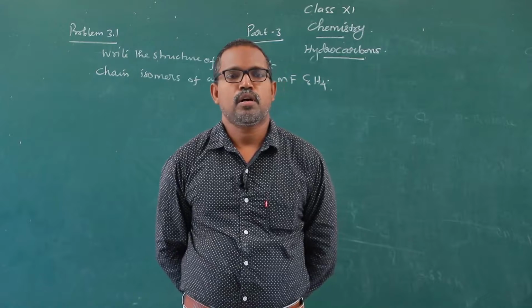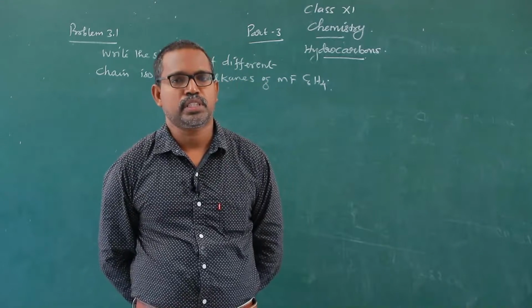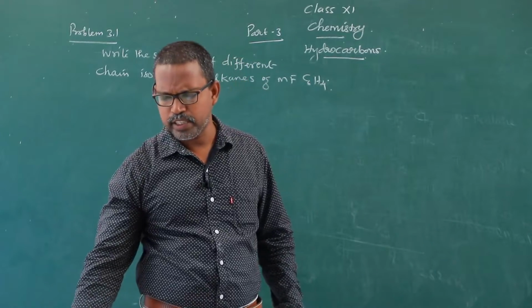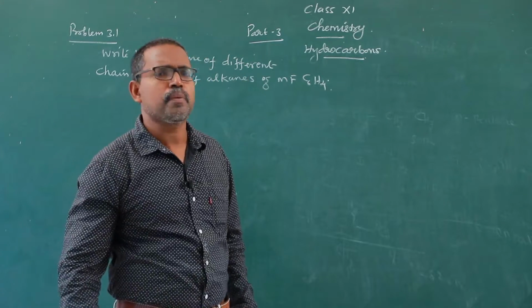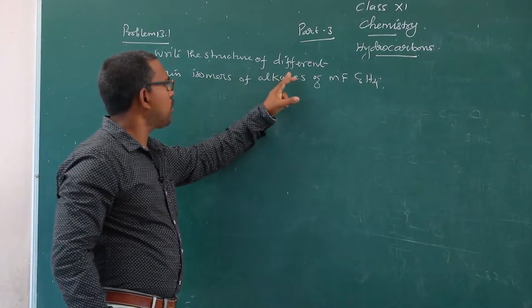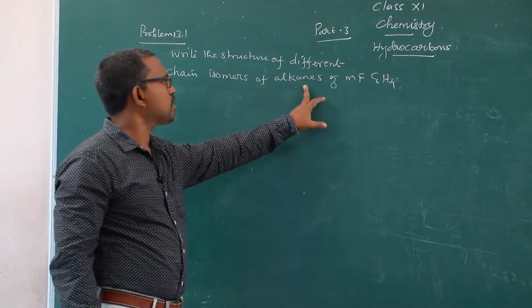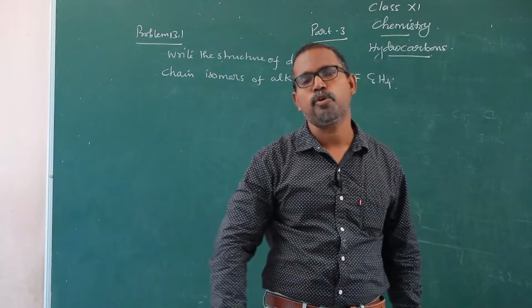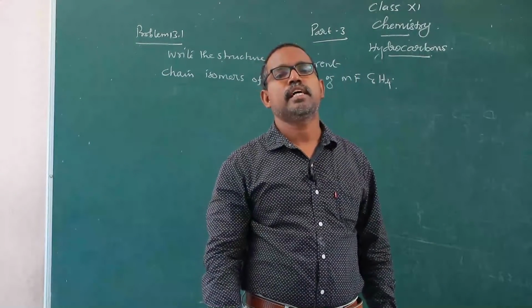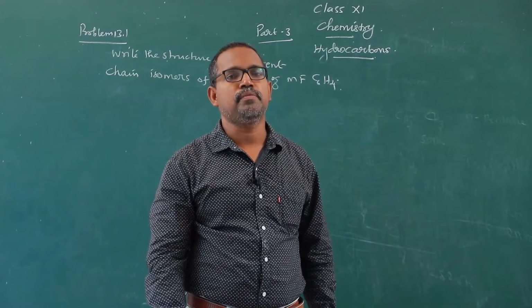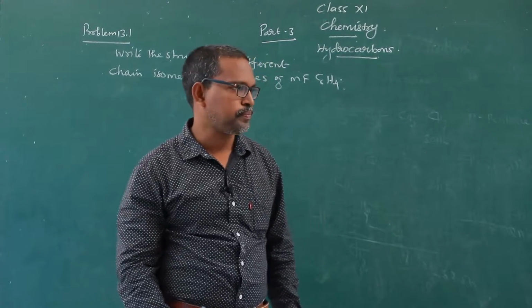Under hydrocarbons, today we are going to discuss three problems. The first one, refer to your books, problem 13.1: write the structures of different chain isomers of alkanes of molecular formula C6H14, and write the IUPAC names of the chain isomers.